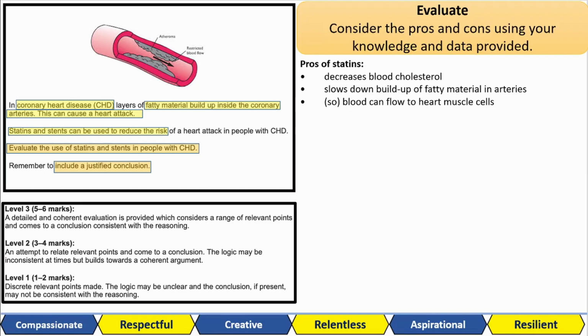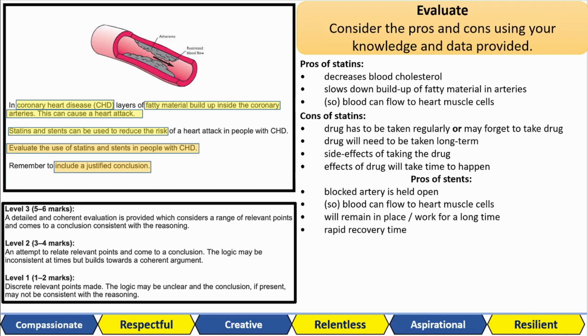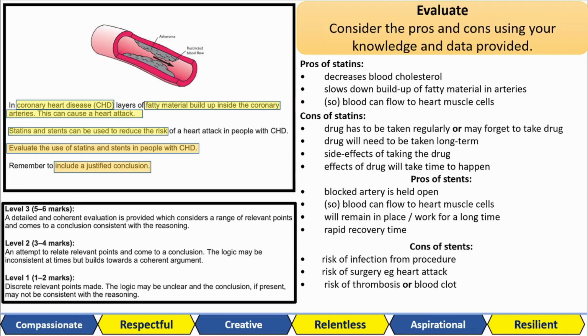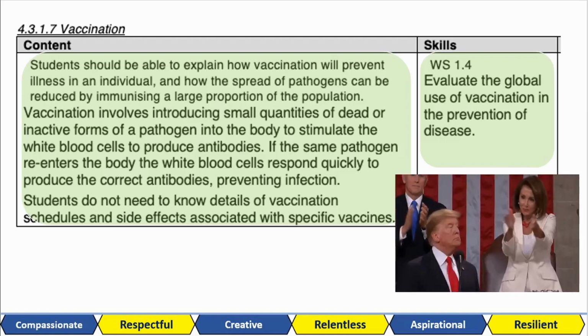I first start with the pros for statins, and then I move to the cons of statins. Then I move to the pros of stents and the cons of stents. And finally, you give your own conclusions. Since you are comparing two treatments, you should justify which treatment you think is the best and why. And there we go. Lesson is done.